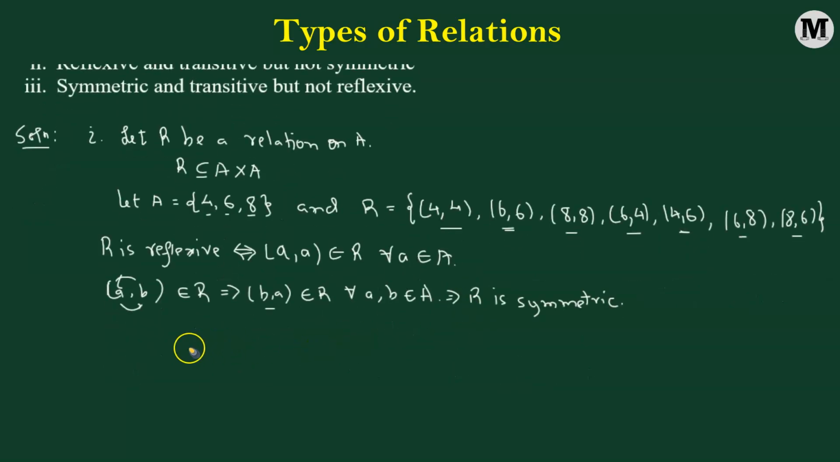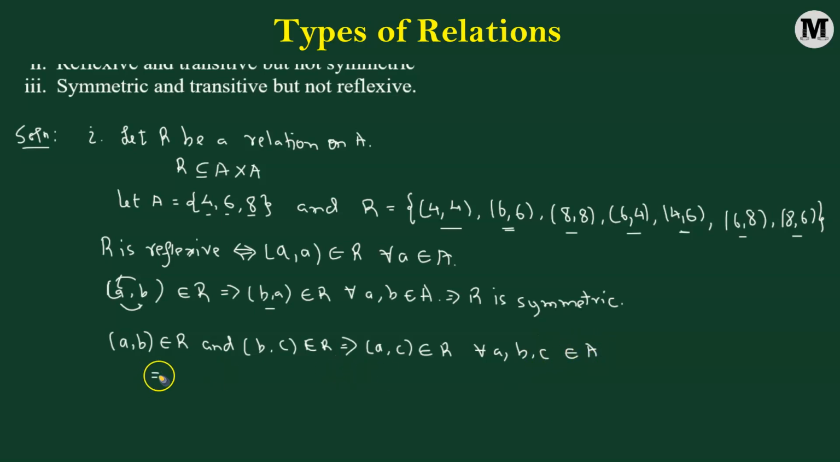However, R is not going to be a transitive relation. The reason behind this is, let's look at the definition first. If the ordered pair (a, b) belongs to the relation R, and (b, c) belongs to the relation R, then it must imply that (a, c) must belong to the relation R, for all values of a, b and c belonging to the set A. Then in that case we say that our relation R is transitive.